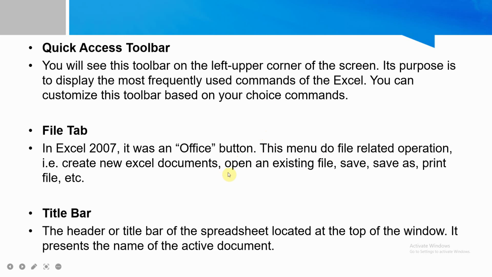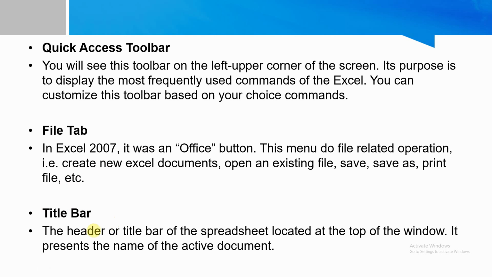If you drag the dialog box, you have an option to add more buttons or commands that you need, according to your customization. So again, the office button is a menu that does file-related operations, like creating Excel documents, opening existing files, save as, print, etc. So that is in the file tab.